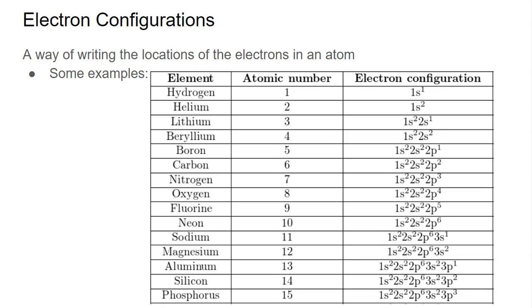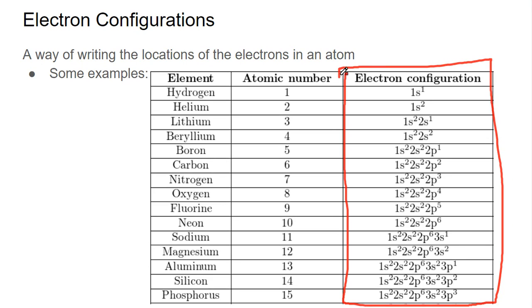Before I show you how to do orbital diagrams, I wanted to show you what an electron configuration looks like. So this is a table of elements 1 through 15. This column to the right shows their electron configuration. Now, I know that these electron configurations may look a little bit weird or bizarre to you at first glance, but don't let that overwhelm you, because the electron configurations are actually quite easy to figure out.